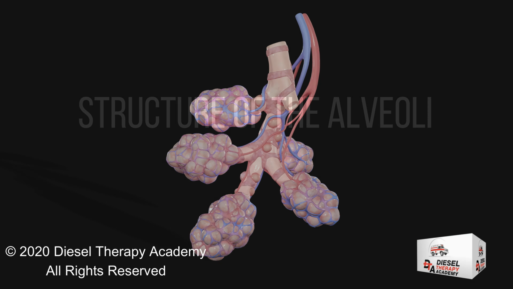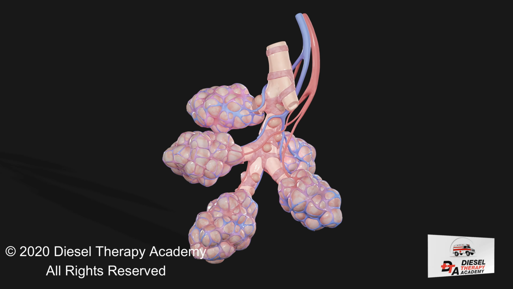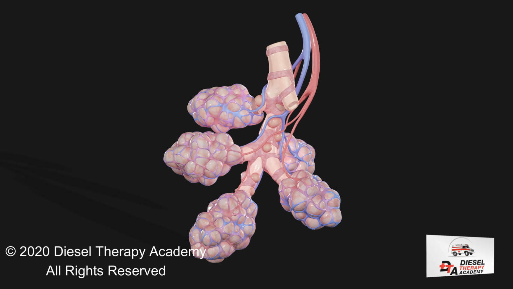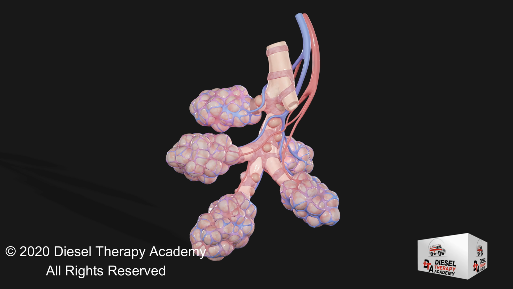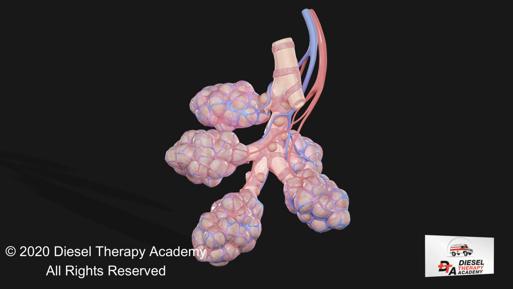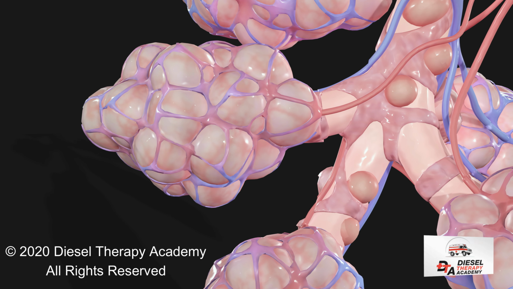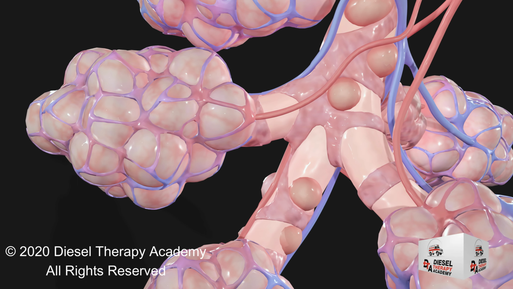Structure. Alveoli are tiny, balloon-shaped structures and are the smallest passageway in the respiratory system. The alveoli are very thin, allowing the relatively easy passage of oxygen and carbon dioxide, or CO2, between the alveoli and blood vessels called capillaries.